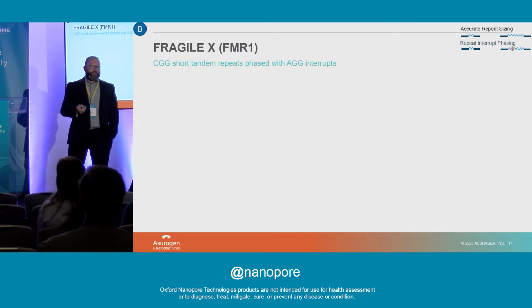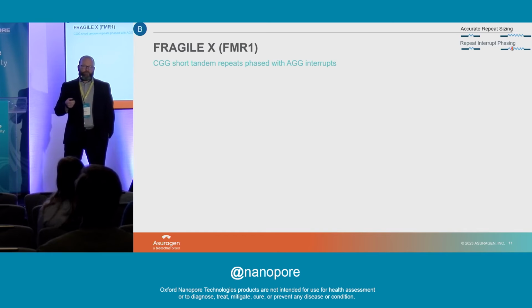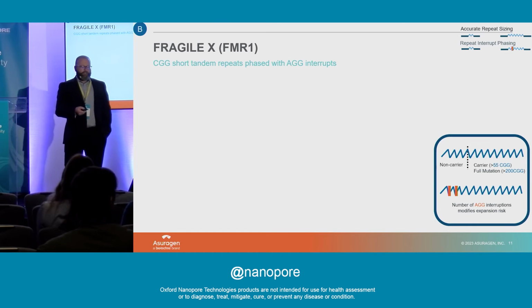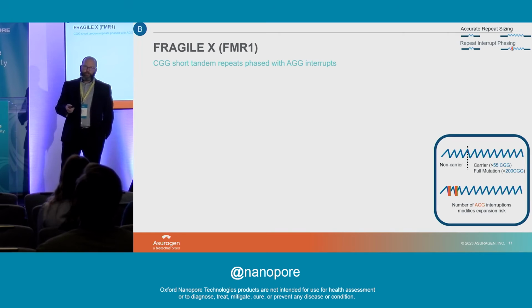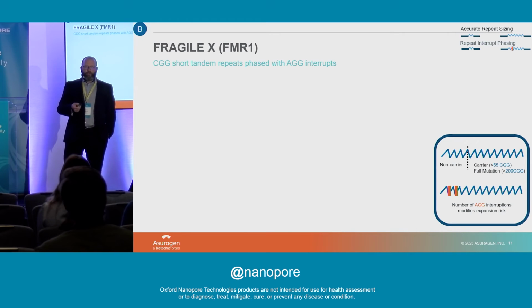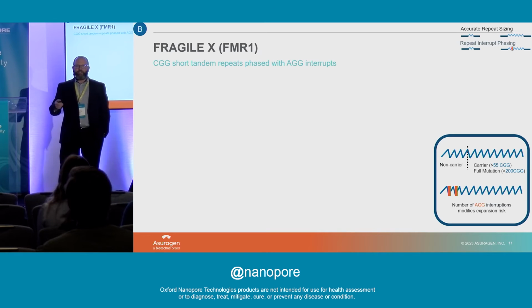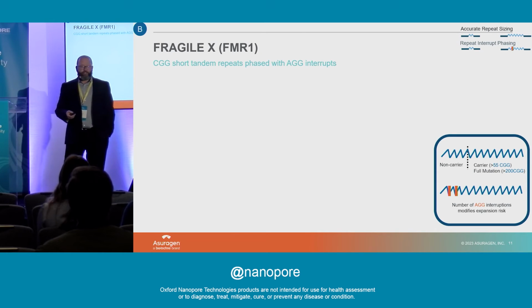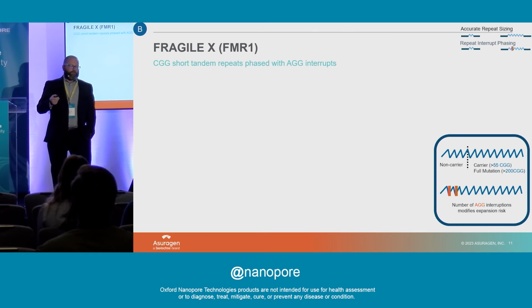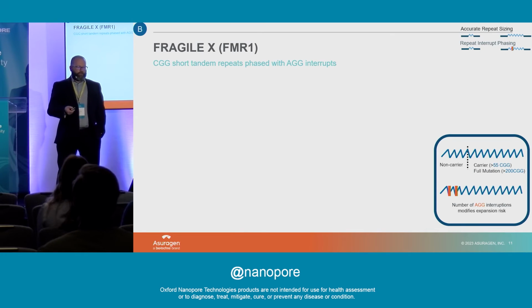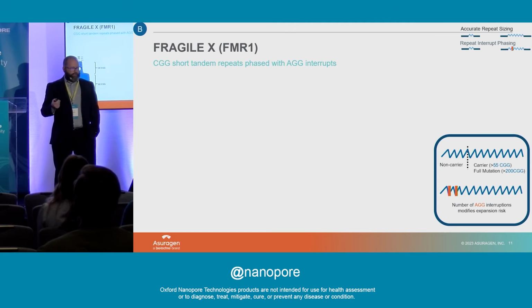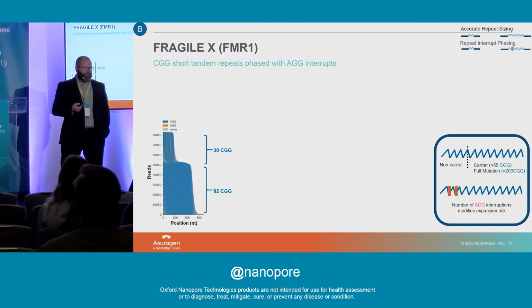FMR1 is a repeat assay in the 5' UTR. When repeats get above 55, you're a carrier, and when the repeats of these CGGs get above 200, it's a full mutation. We're not only able to look at the CGG repeats, but we're also able to look at AGG interrupts. These are very low complexity DNAs that we're able to amplify and then resolve both size and interruption status.